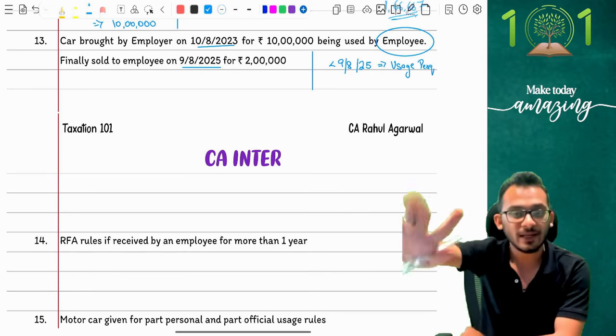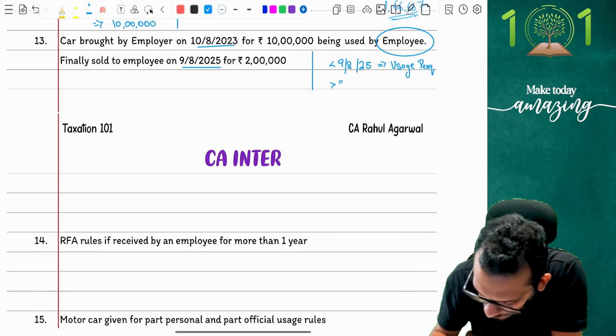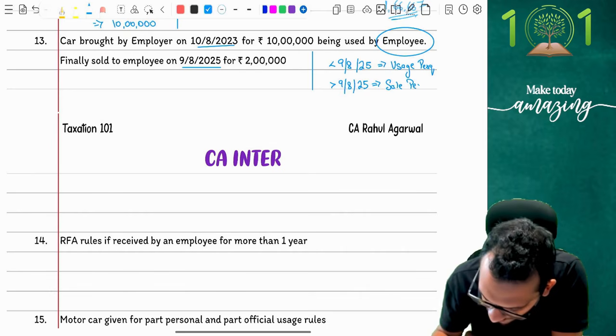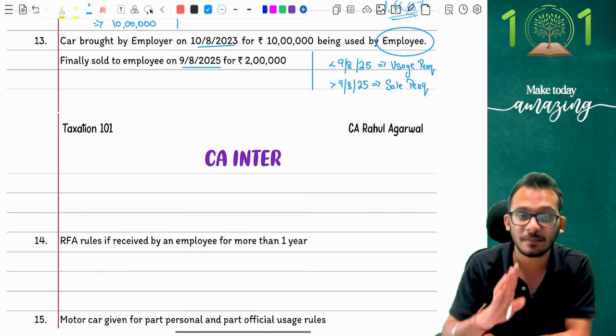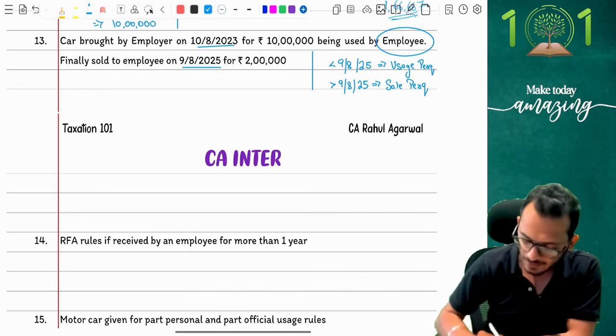Correct. Yes, up to 9th August, at least I was using it. So there is a usage perk coming in. And then after 9th August 25, there is a sale perk coming into picture. We call it sale of a movable asset, which means in this question you have to do two computations, one for usage purpose, one for sale purpose. I hope you get this right. Yes. So what is happening, people?